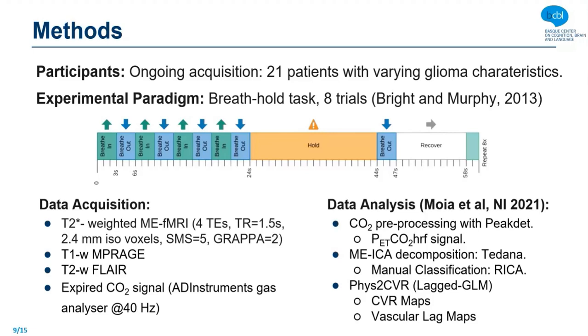For the data analysis, we used the analysis explained in the Moia studies, where we pre-process the CO2 data with PeakDet and take the PETCO2 HRF signal. We also did a multi-echo ICA decomposition using tedana, which is an open source tool for multi-echo analysis. I did a component classification using a visualization tool called Rica. And there we use phys2cvr, which is also open source, and we'll have a demo tomorrow explaining it a little bit more, where we implement the lagged GLM to obtain the CVR maps and the vascular lag maps.